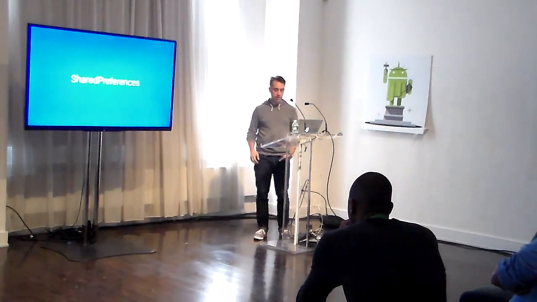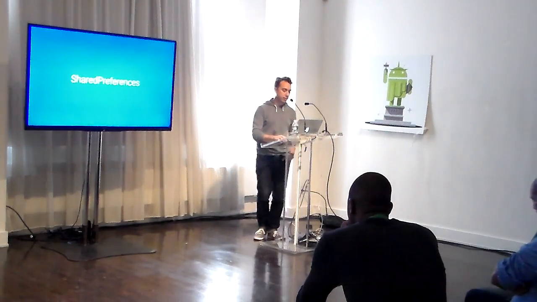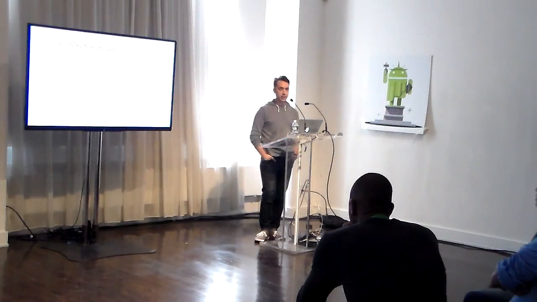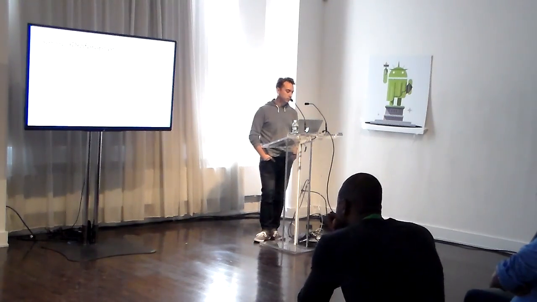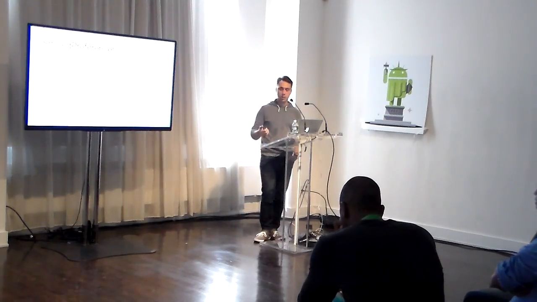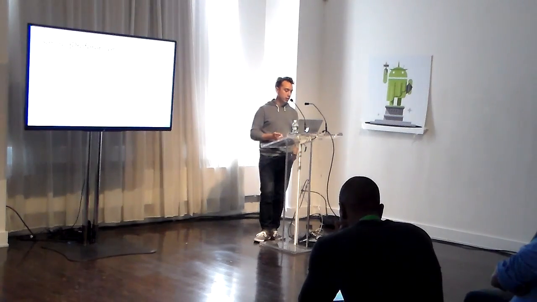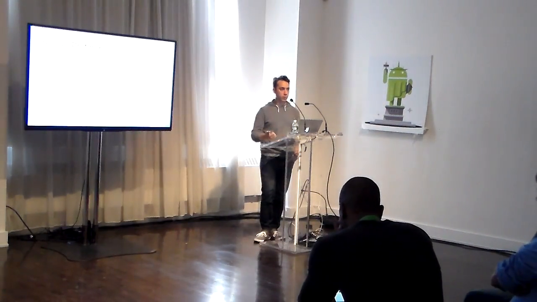So first, let's take a look at shared preferences. Shared preferences are a key value pair data store, and they're stored as XML. So this is good for a relatively small collection, just because of the verbosity of XML, and you can only store primitive data types: string, integer, boolean, float, that sort of thing.